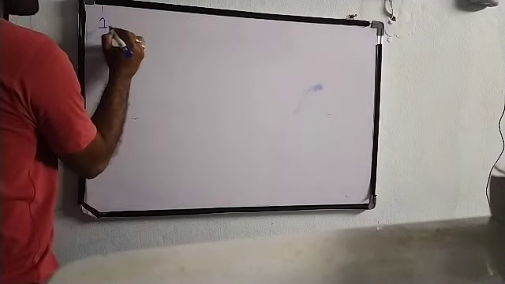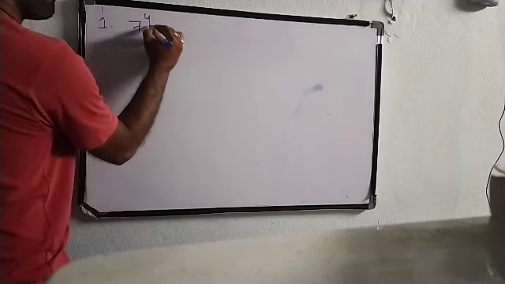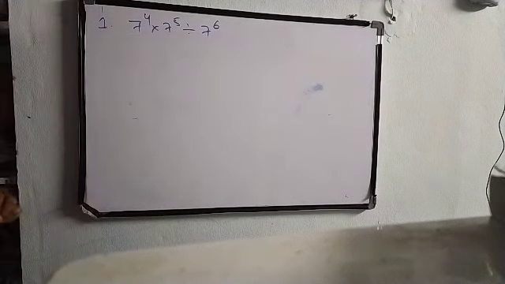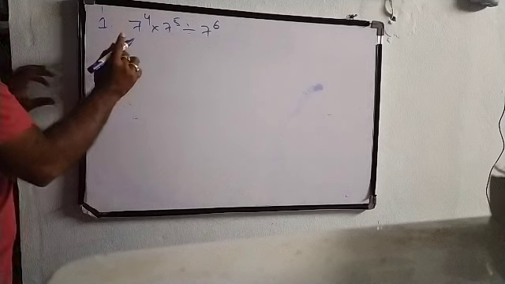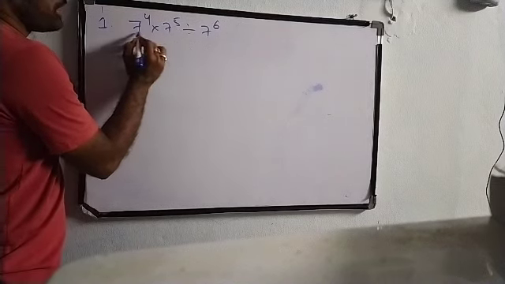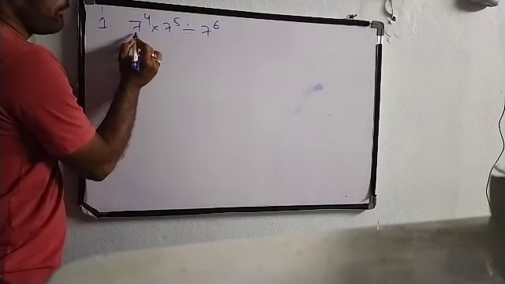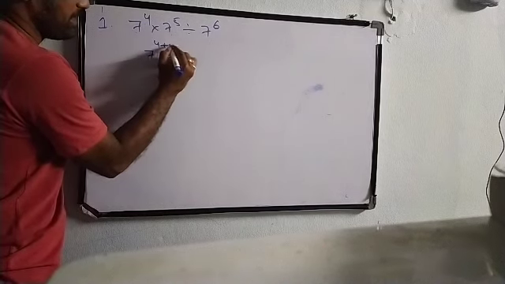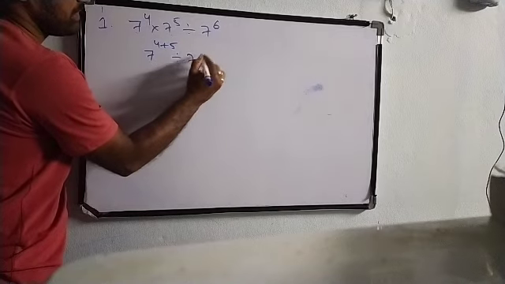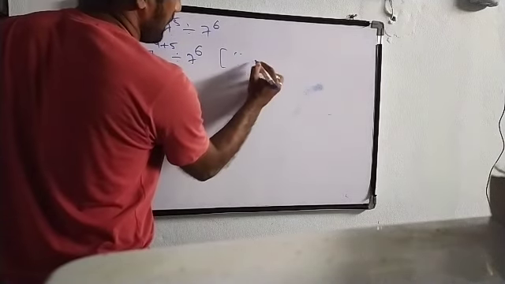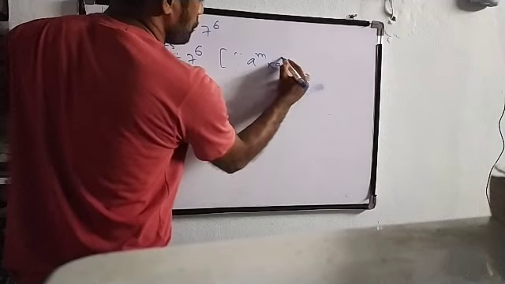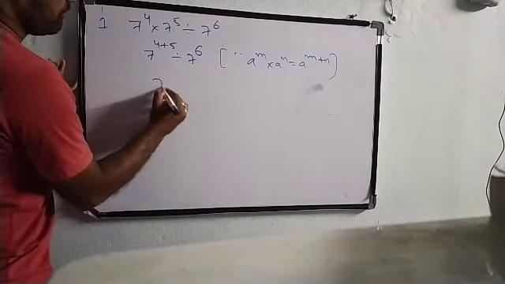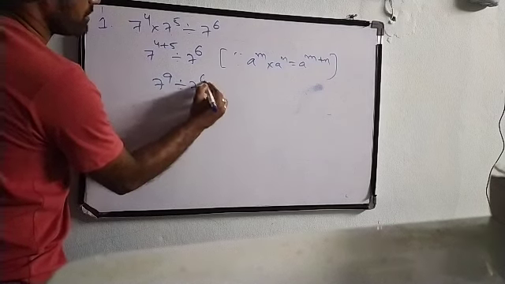The first question is 7 power 4 into 7 power 5 divided by 7 power 6. If you observe these two, they have the same base but different powers. It is in the form of a power m into a power n. This can be written as a power m plus n divided by 7 power 6. So here we have used the law a power m into a power n is a power m plus n. So it will be 7 power 9 divided by 7 power 6.